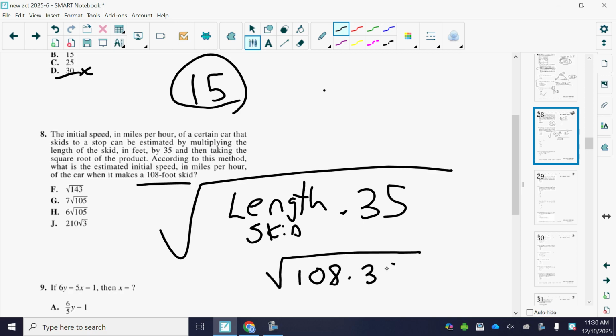108 times 35. Okay? And I actually have a Simplify Radical program that you could use for that. It would take out the number for you. It's called SimpRad, and it gives you the answer H.